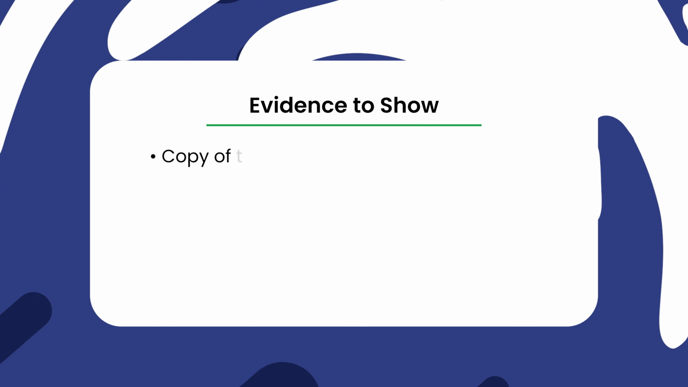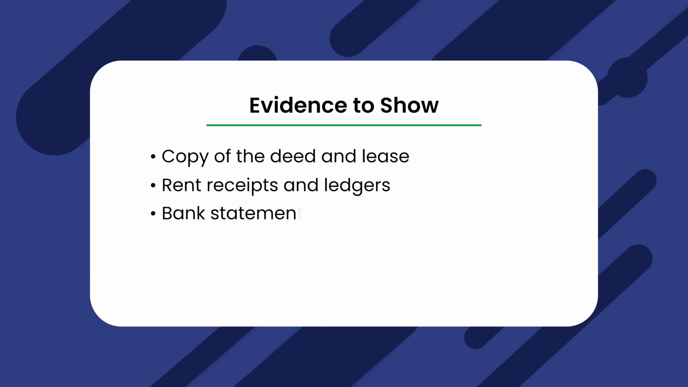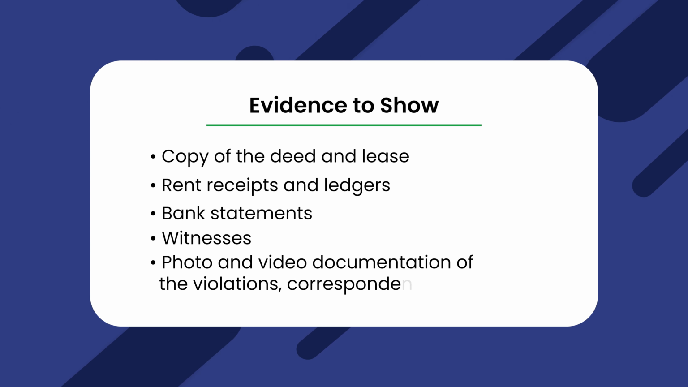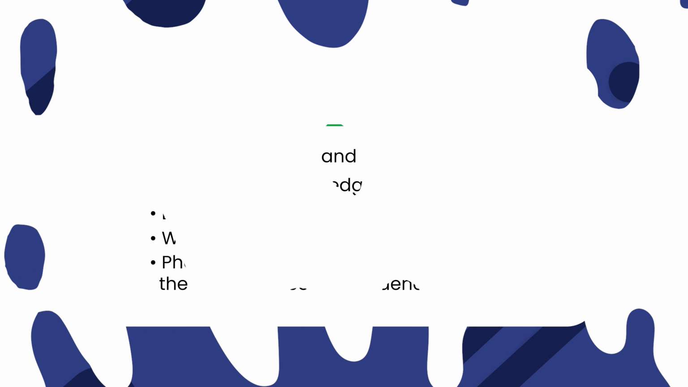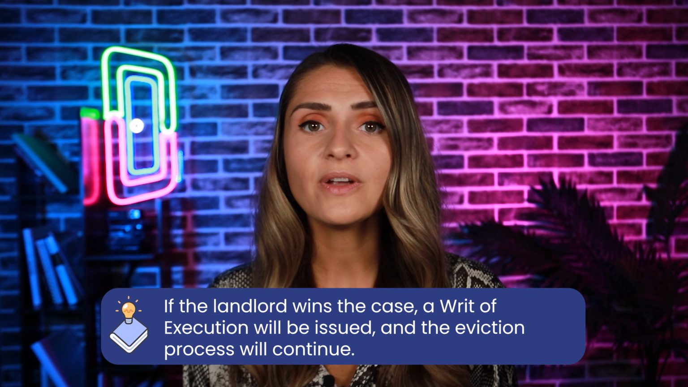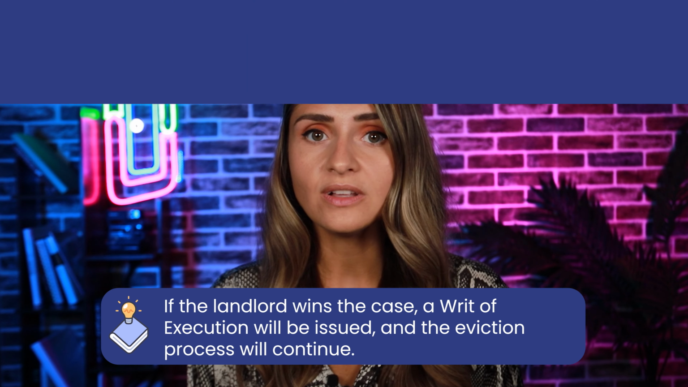This could include, but is not limited to, the following: copy of the deed and lease, rent receipts and ledgers, bank statements, witnesses, and photo and video documentation of the violations, correspondence, etc. If the landlord wins the case, a writ of execution will be issued and the eviction process will continue.